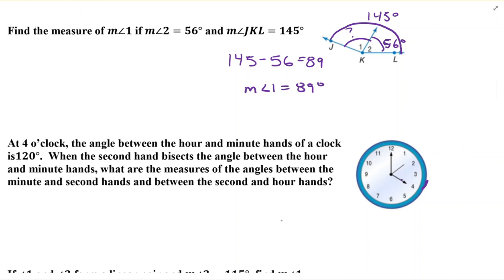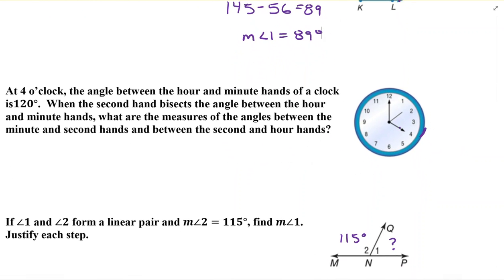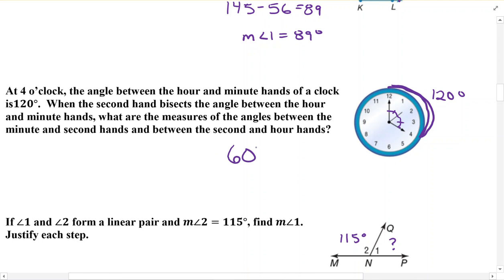The next problem tells us that at 4 o'clock, the angle between the hour hand and the minute hand, these two hands right here, is 120 degrees. We're told the second hand bisects that angle, and bisects means it cuts it evenly in half. So we have two congruent angles. What are the measures of the angles between the minute and second hands and between the second and hour hands? Well, since it's bisected, it cuts it evenly in half, so it would be 60 degrees for each.